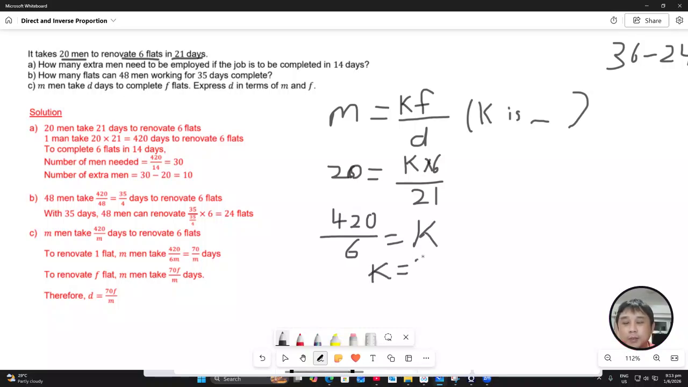With this, if I rewrite that, this is going to be M equals 70 F over D. And incidentally, since I'm on these equations already, I can just cross multiply or shift here and there. D is equivalent to just 70 F over M. Okay, so let me just clear that for my part C first. Okay, so yep, this is actually done.